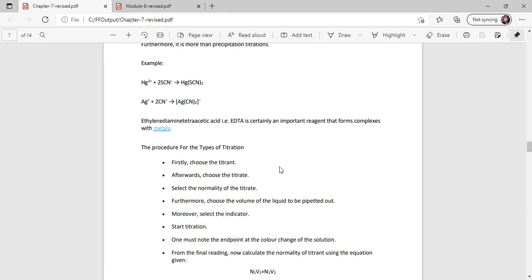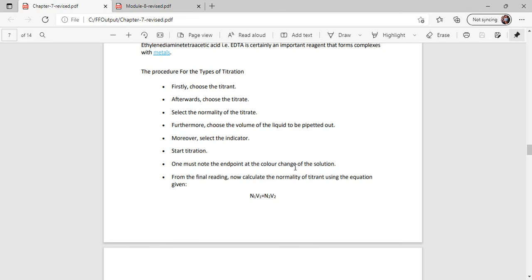Your titrant should be compatible with your unknown. Although you don't know the amount in your solution, you need to know that they are compatible so there is a color change. And afterward, choose your titrate. Select the normality of your titrate. Furthermore, choose the volume of your liquid to be pipetted out. Then, moreover, select an indicator and you start your titration.